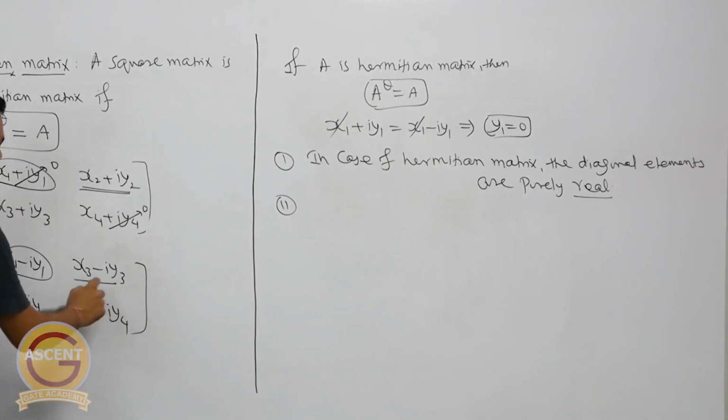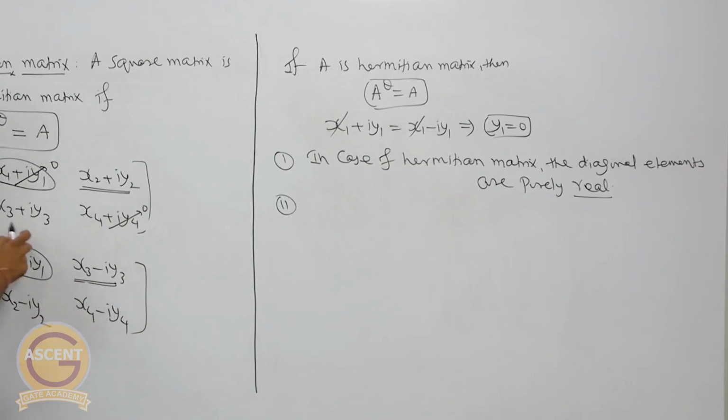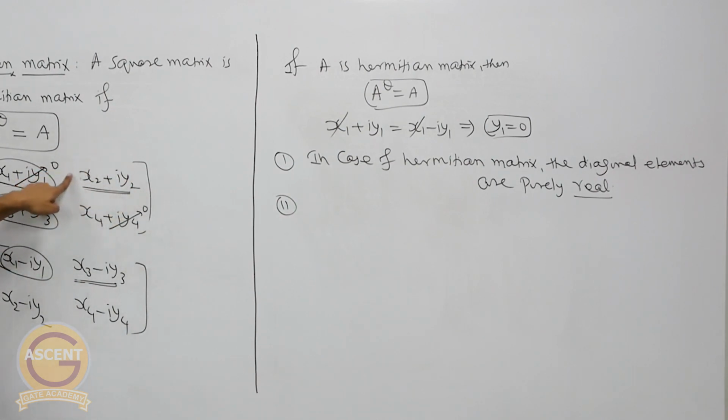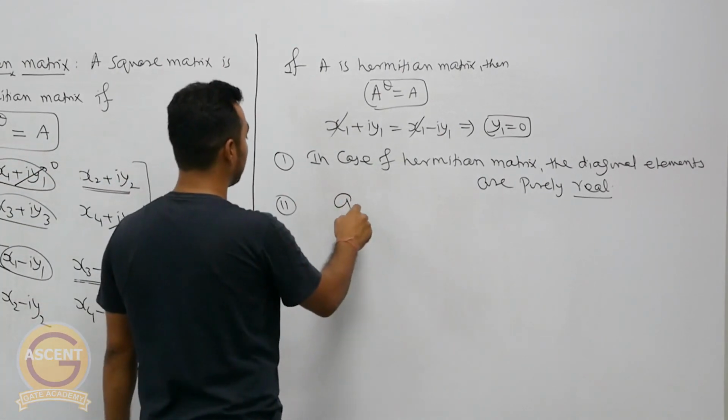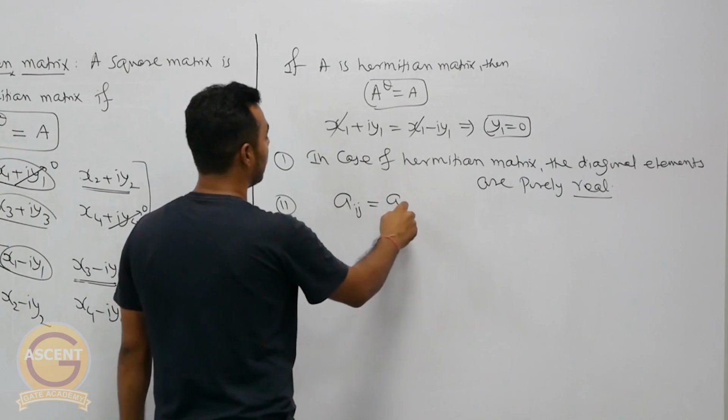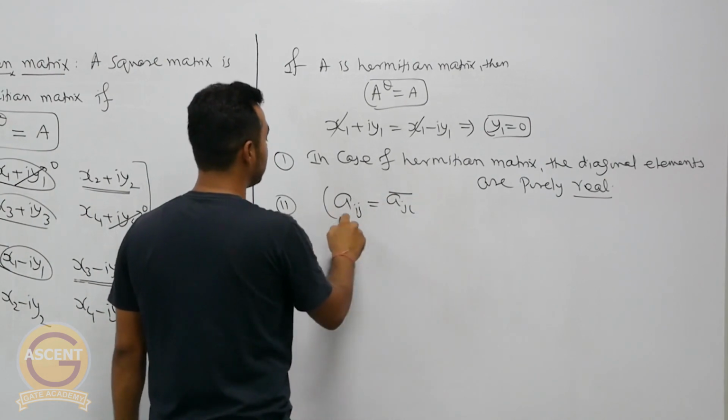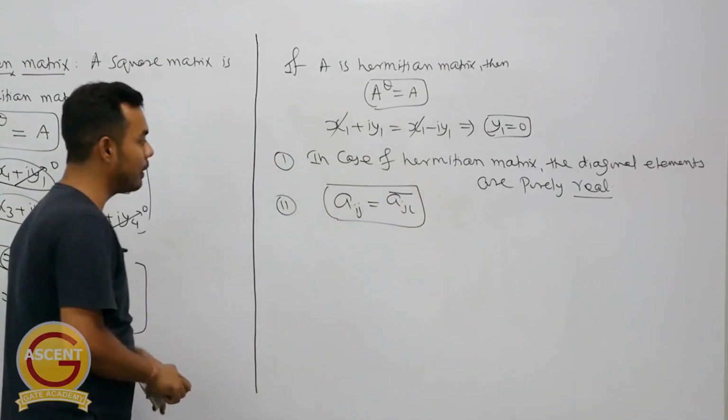This element is x3 minus iota y3. Now this is nothing but the conjugate of this element. And if these two matrices are equal, then it means these two elements have to be equal. So I can say that this element Aij is the conjugate of element Aji. So this is the second definition of a Hermitian matrix. Aij is simply the conjugate of Aji. So this is a very, very important definition.